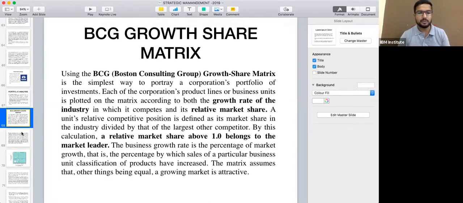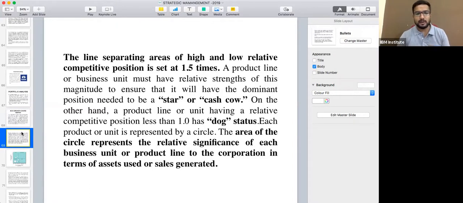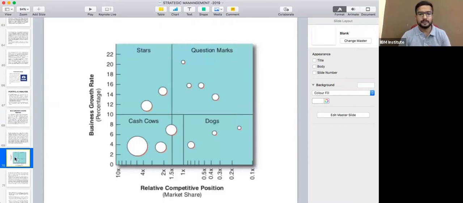Let me show you that. Four basic quadrants, you can see. Let me show you the diagram directly. This is the diagram. I will show you how exactly it works. There are four quadrants: dog, cash cow, star, and question mark.